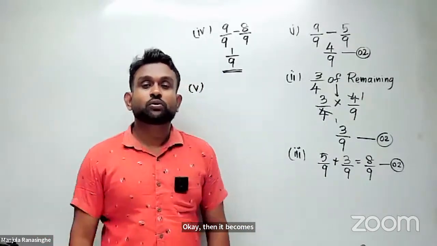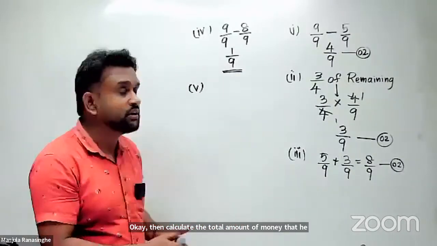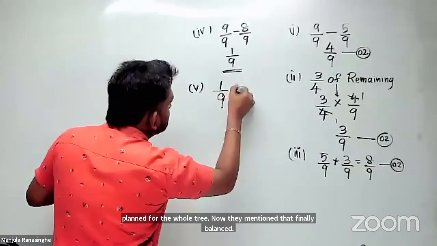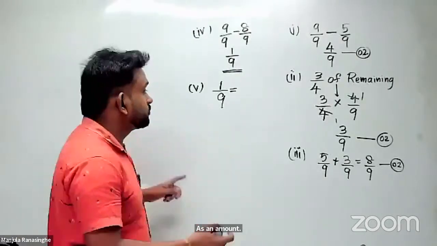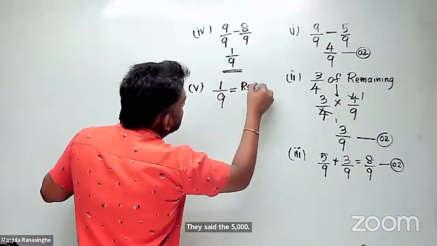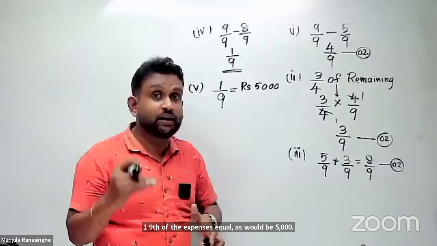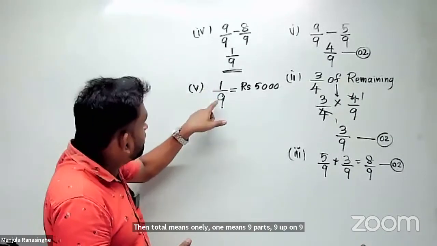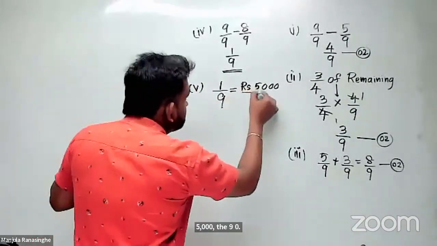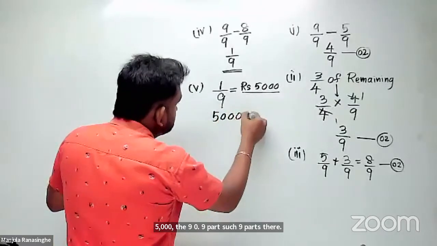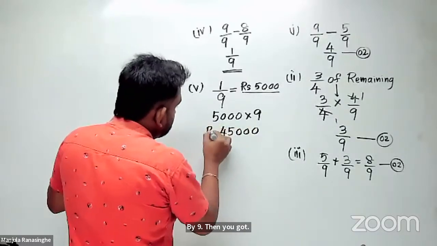Then calculate the total amount of money that he planned for the whole trip. Now they mentioned that the final balance, as a fraction 1/9, is equal to an amount. How much? They said 5,000. So 1/9 of the money equals rupees 5,000. Then total means 1, which is 9 parts, 9 upon 9. So 1 upon 9 is 5,000. 9 parts, so this is 1 part. Just multiply 5,000 by 9. Then you get 45,000 rupees.